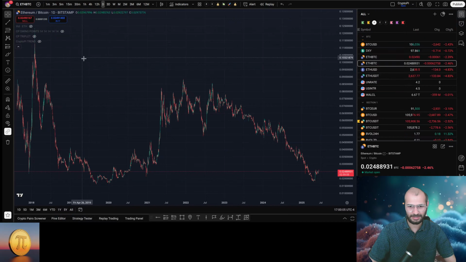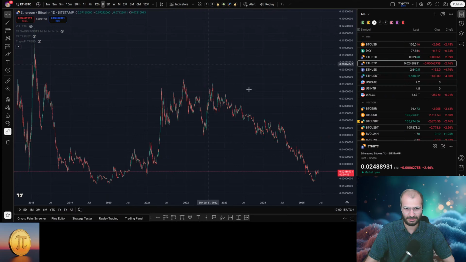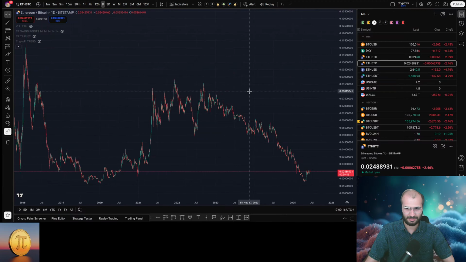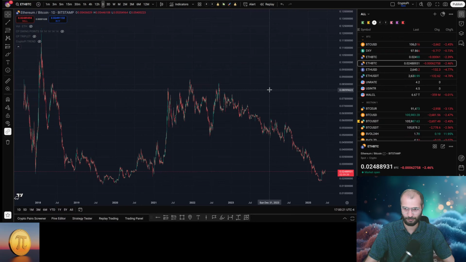We will look at the Ethereum chart in the BTC market. In the last video, we saw Ethereum in the USDT pair. We computed the position size based on stop loss, and we computed how much our reward will be.